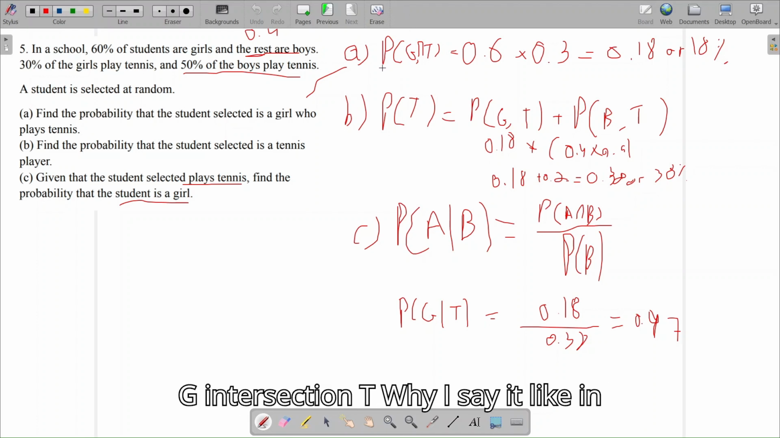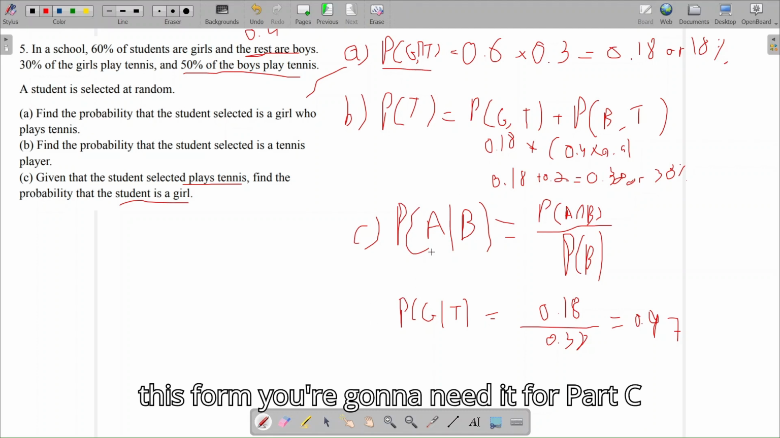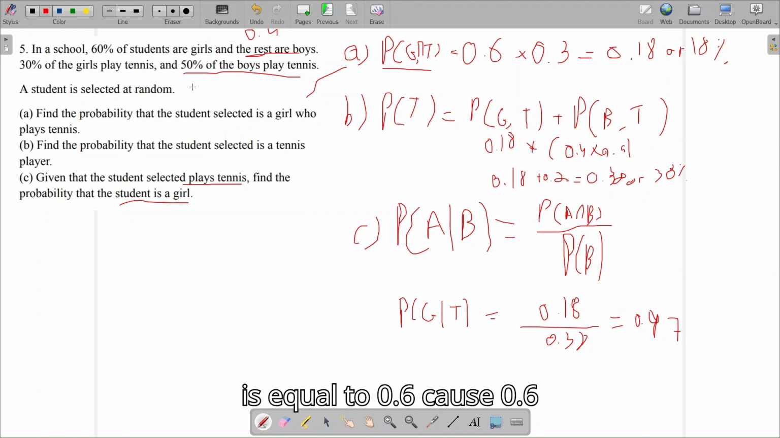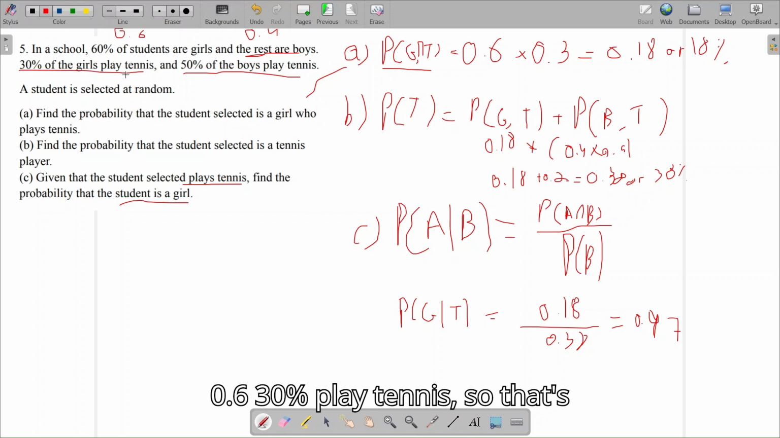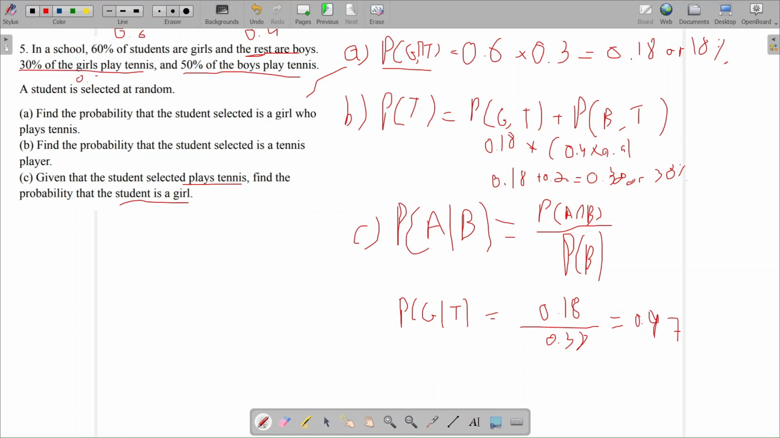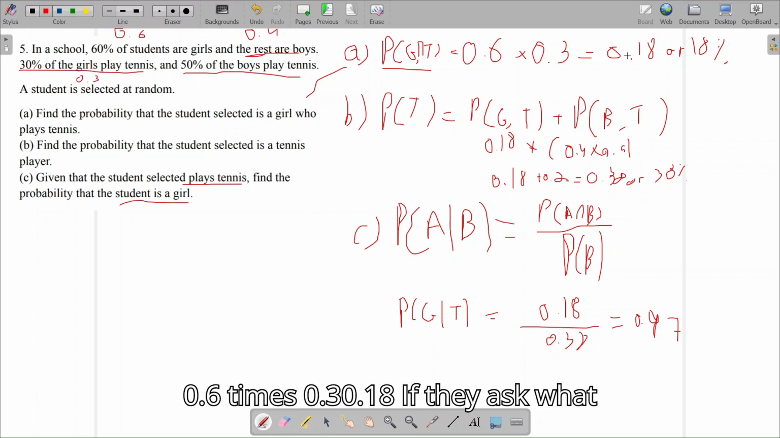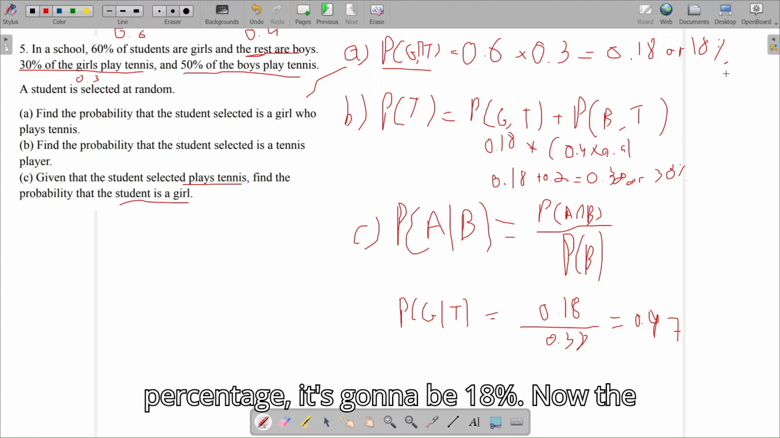I say it in this form because you're going to need it for part C. It is equal to 0.6, because 0.6 of students are girls and 0.4 are boys. So 0.6 times 0.3, since 30% play tennis, is 0.18. If they ask what percentage, it's going to be 18%.